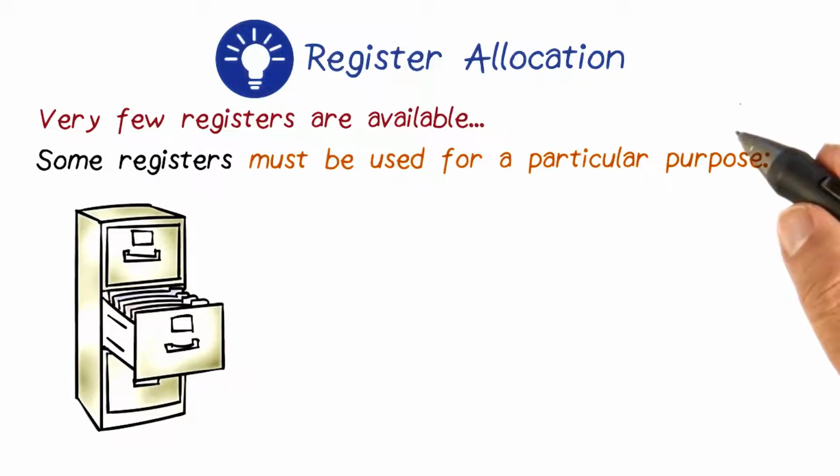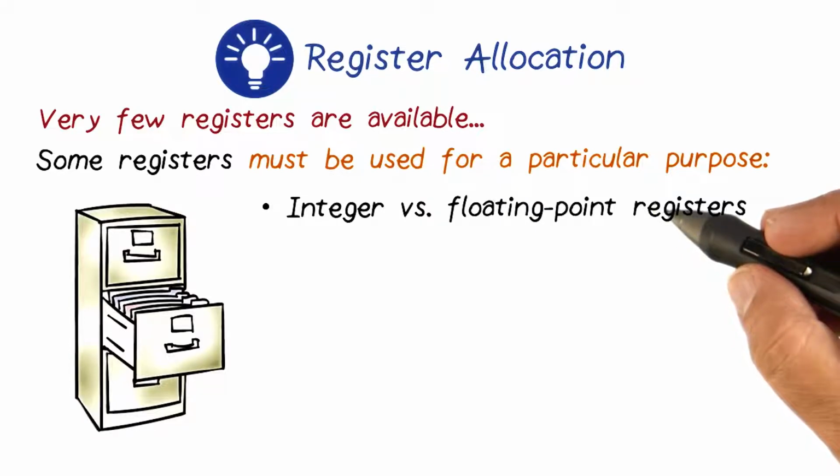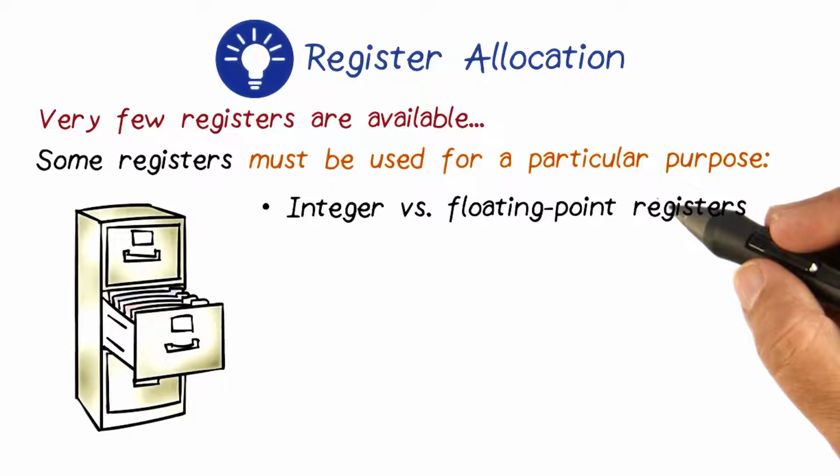First of all, there are few registers available. Typical number of registers that are available are 32 integer registers and 32 float registers. And then some registers are used for particular purposes. For example, the registers can hold either an integer or a floating point, and so there are different registers for integer operations and different ones for floating point, typically 32 for each of these operations.